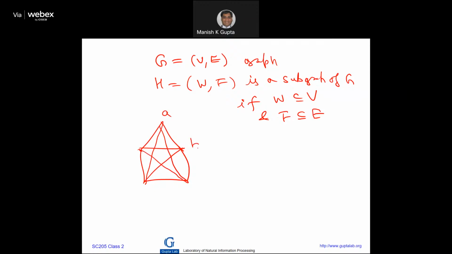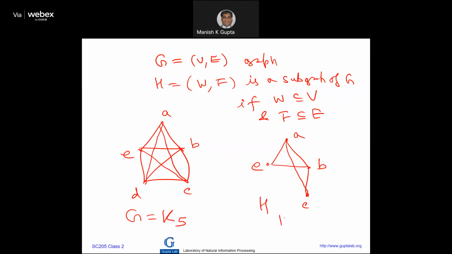A, B, C, D, E. The graph is a complete graph, K5. So I can construct a subgraph A, E, C. This is your H. Certainly H is a subgraph of G.